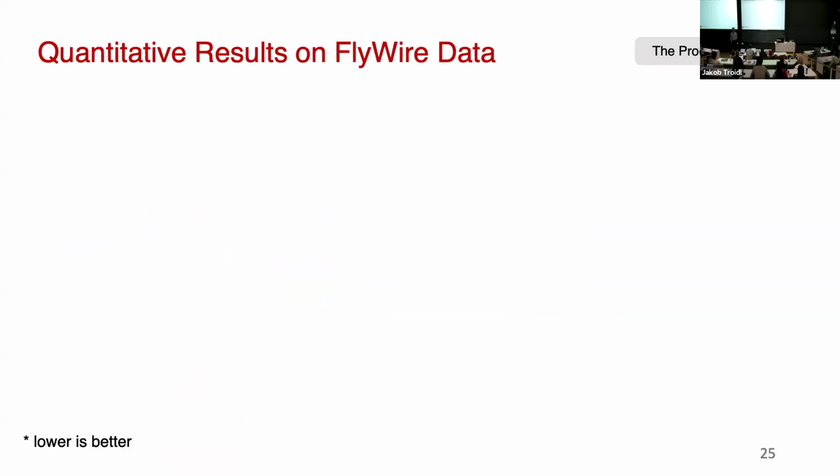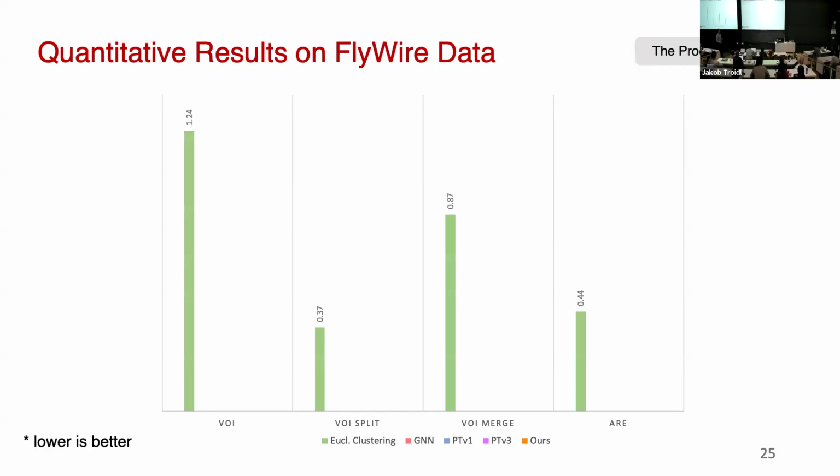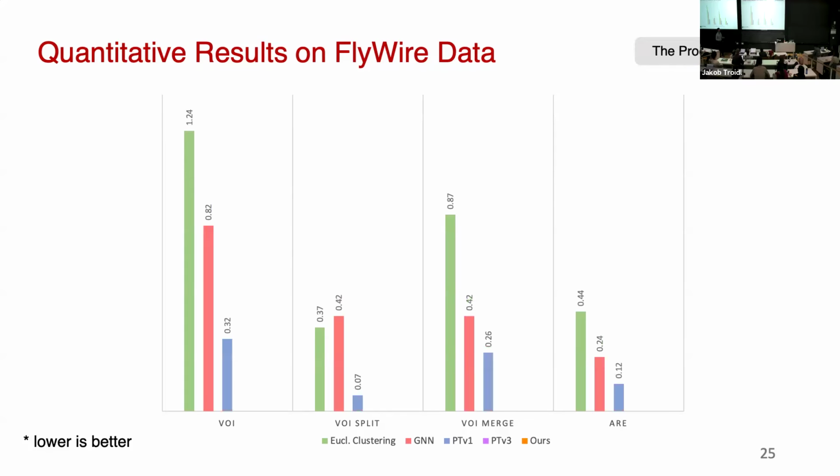Here's some more quantitative results on the fly-brain connectome dataset. So we report the results over 4 metrics. And here, for every metric, the lower it is, the better the algorithm performs. So compared to Euclidean clustering, the GNN-based approach, 2 point transformer-based approaches, and then our approach here in orange, our method outperformed these baselines over all these 4 different metrics.